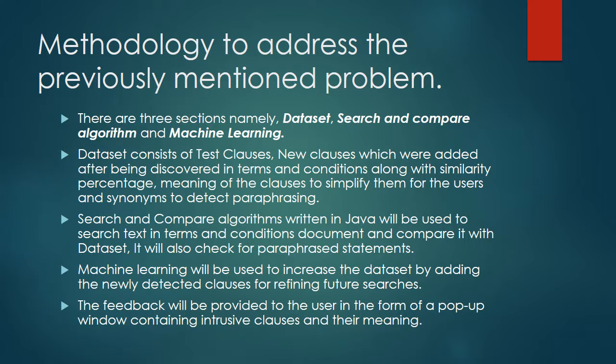If the clause is not found in the dataset, the machine learning algorithm will check the newly found clauses, compare them with the test clauses, and store them in the dataset below those test clauses with which they have the highest similarity. This will be the part of machine learning, since machine learning will be used to create or improve the dataset, which will be beneficial for future refined research.